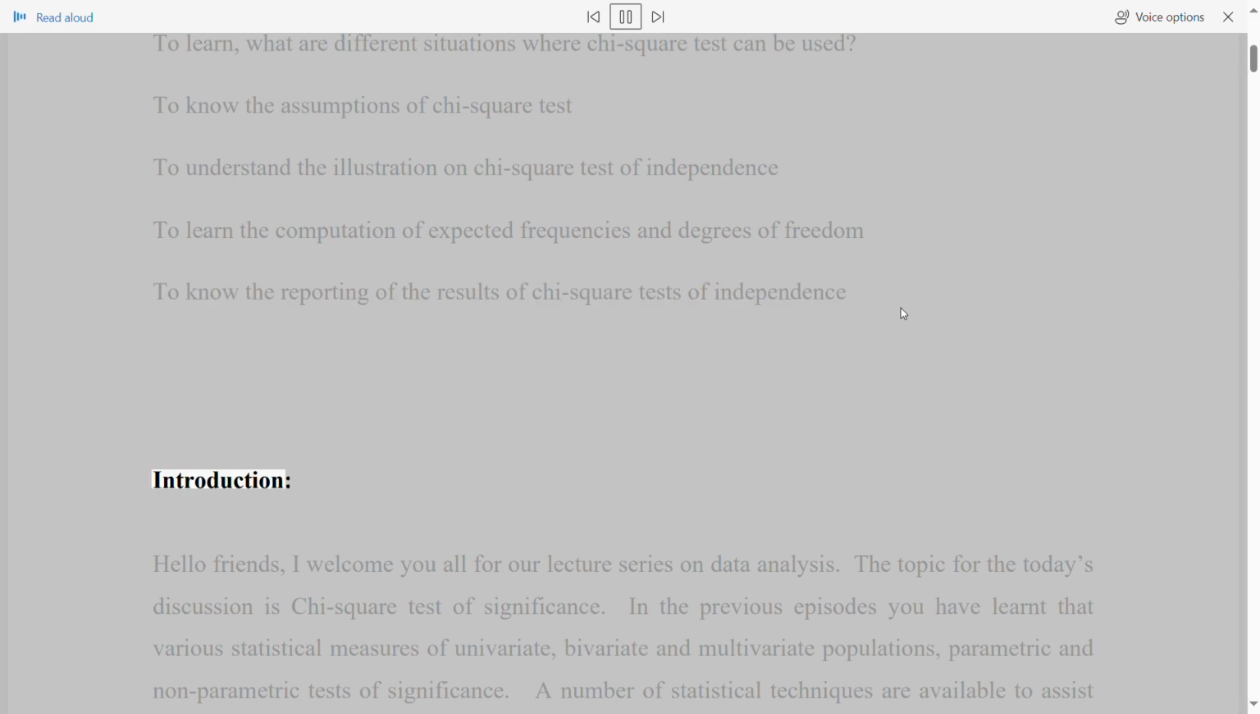Introduction. Hello friends, I welcome you all for our lecture series on data analysis. The topic for today's discussion is Chi-Square test of significance.